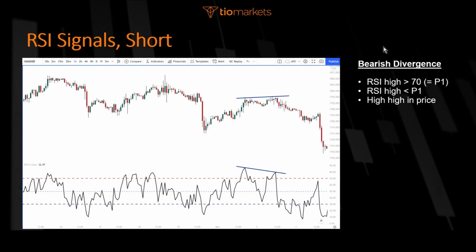So here we have a bearish divergence. The RSI has recently been above 70. That's the P1 point here. Then the RSI moves down, creates another high, which is here, but now in this occasion it's below P1. But at the same time the price is ticking higher. The slope here is not that strong, but the price is still moving higher over this period, and then it starts to collapse. So that's a valid signal.